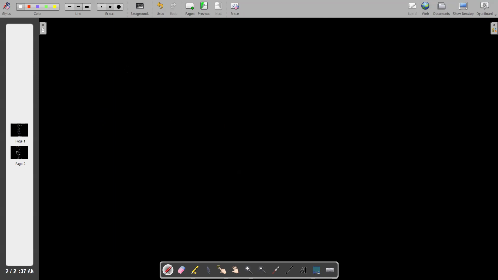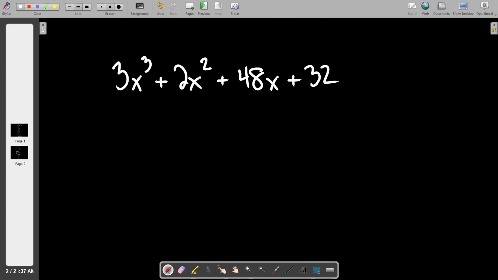What's up? 3x cubed plus 2x squared plus 48x plus 32. Plus what? 32. Okay, so we're gonna draw the wall. What is the GCF of the left side? Oh, x squared. Yep. And that's gonna leave that. And then we're gonna pull down our plus. Now, what can you divide 48 and 32 both by?